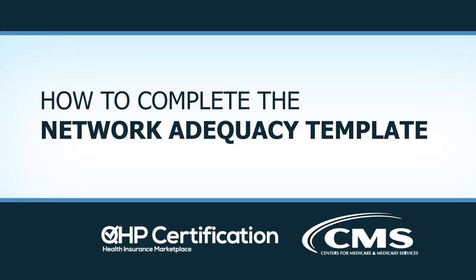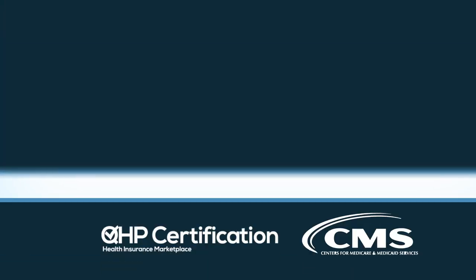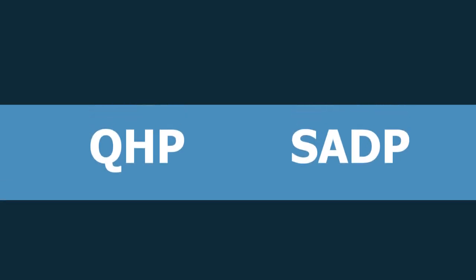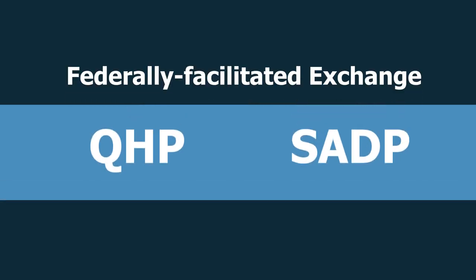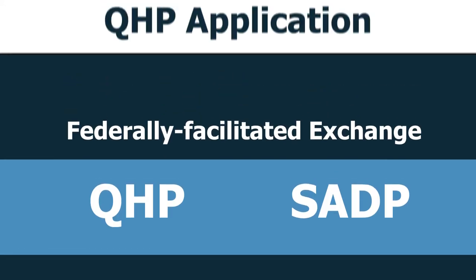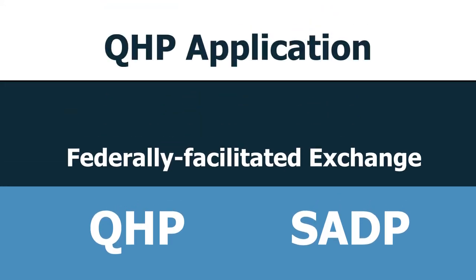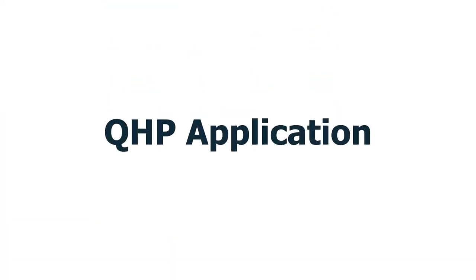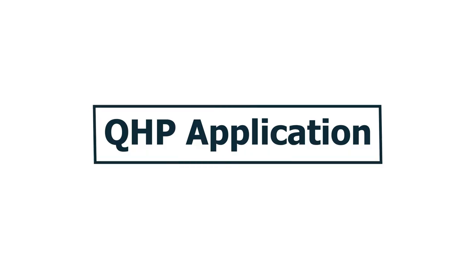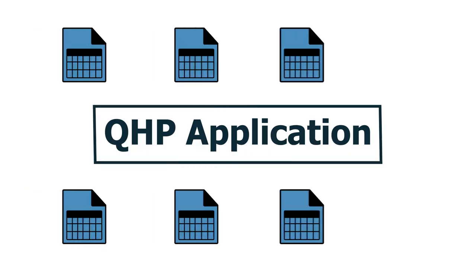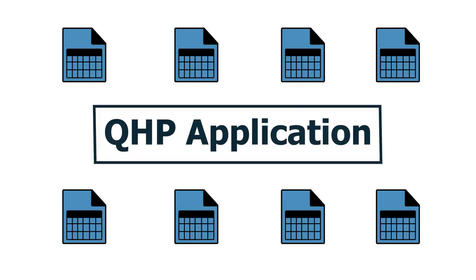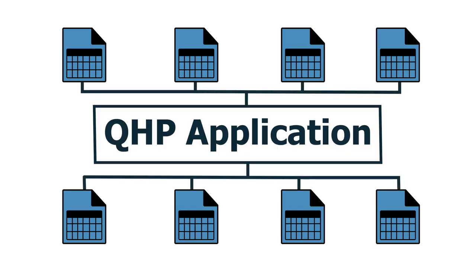How to complete the Network Adequacy template. Issuers seeking to offer qualified health plans, or QHPs, including standalone dental plans, or SADPs, on the federally facilitated exchange must submit a completed QHP application per CMS guidelines. As part of the QHP certification process, issuers are asked to fill out several templates with issuer and plan level data. These templates, along with any supporting documentation submitted, comprise an issuer's QHP application.